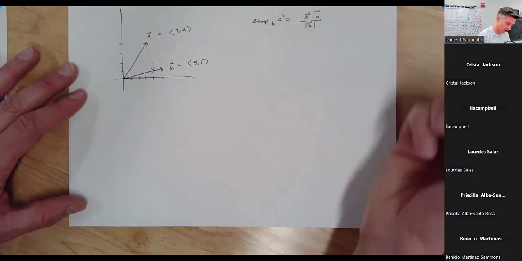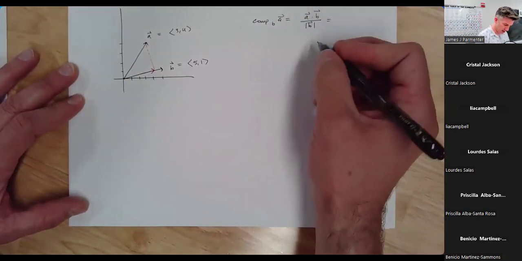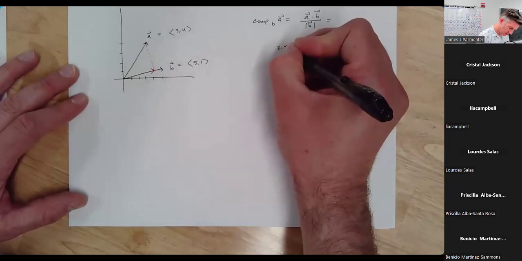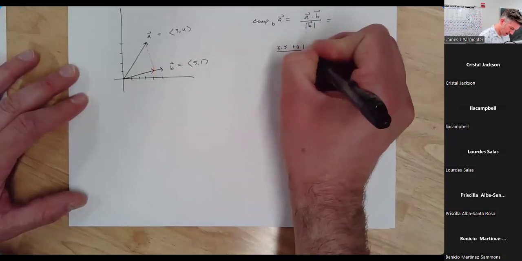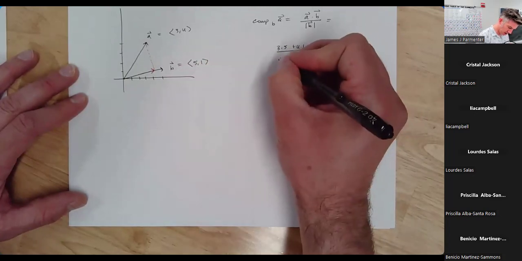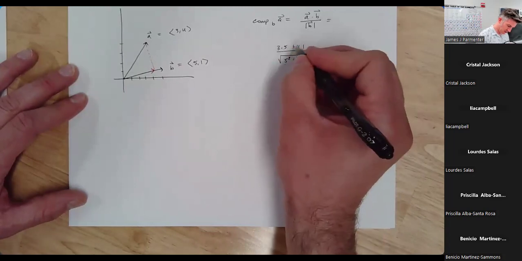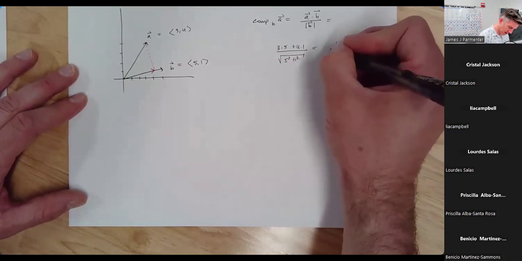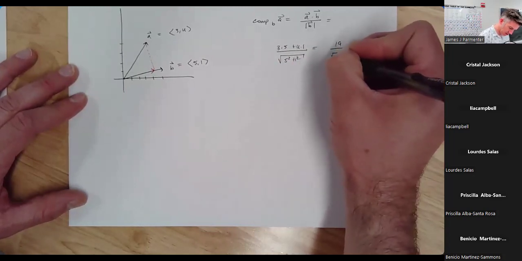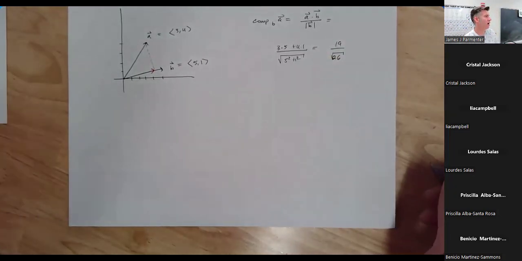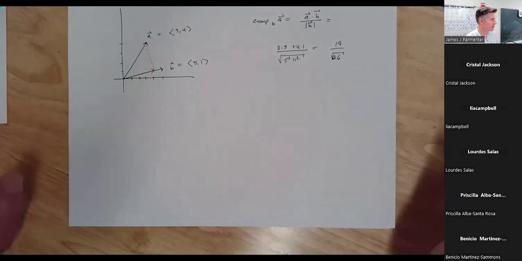I should have chosen the other way. Oh, well. That's going to be A dot B. So 3 times 5 plus 4 times 1, divided by the magnitude of B, which is the square root of 5 squared plus 1 squared. That's 15 plus 4, so 19 divided by the square root of 26. So around 4-ish, a little less than 4.